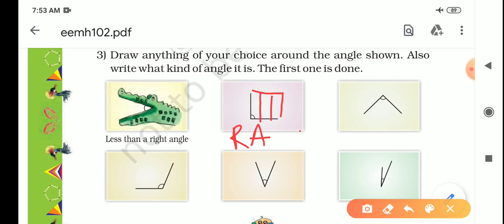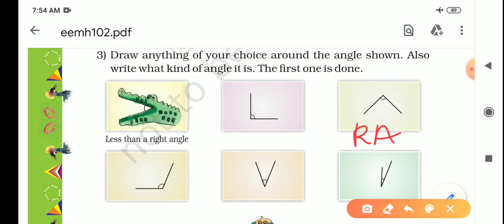Then next one, third picture. In the third picture also it is a right angle. So here also you have to write first RA. What we will write? RA, right angle. And by taking the right angle, what can we make here? We have to draw anything of our choice. So if you have any other idea, you can draw anything from this right angle.